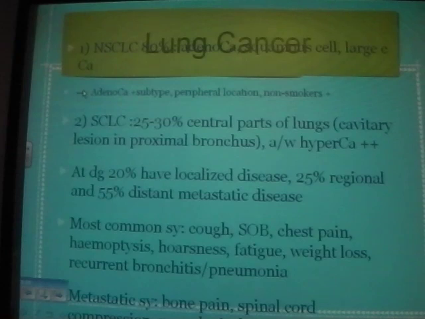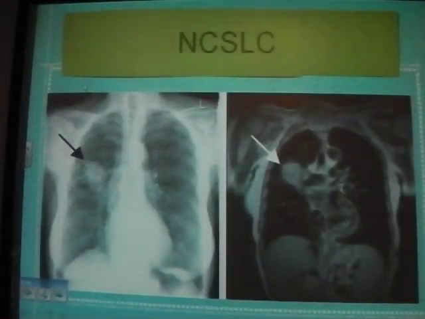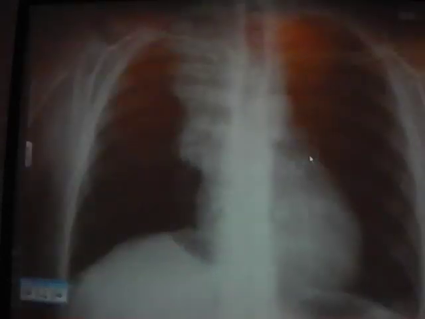In the worst case, we can have compression or impingement in the spinal cord, and sometimes neurological symptoms, which are once again due to metastatic bony disease. So metastatic disease is as well non-specific unless it presents acutely, like for example with a cord compression. This is just some examples of non-small cell lung carcinoma, as we said, and the location. And an example of small cell lung carcinoma, which is more centrally located.